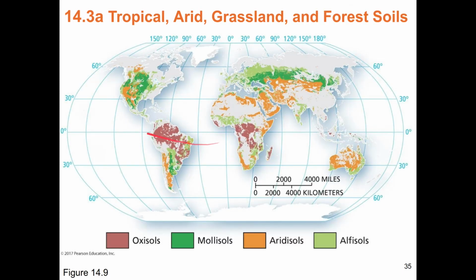So, oxisols, tropical soils, tropical rainforest soils. Mollisols, those nice grassland soils across Ukraine, the breadbasket of Europe. Aridisols, dry, and alfisols, and those are old forest weathered soils.